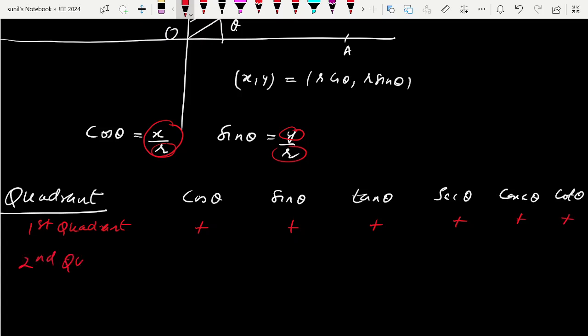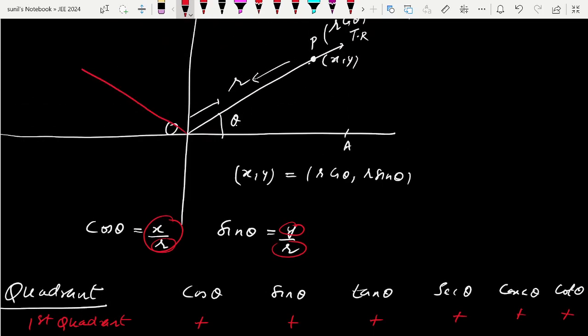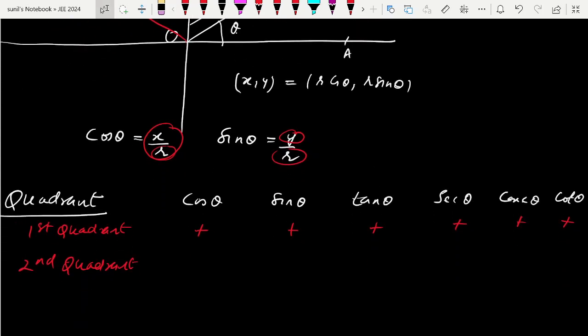In the second quadrant, if the terminal ray falls here, then definitely the x coordinate will be negative. When the x coordinate is negative, it means cos theta will be negative. If cos theta is negative, definitely tan theta is negative. Since y is positive, sin theta is positive, and sec theta is negative, cosec theta will be positive because it is the reciprocal of sin theta, and cot theta will be negative.